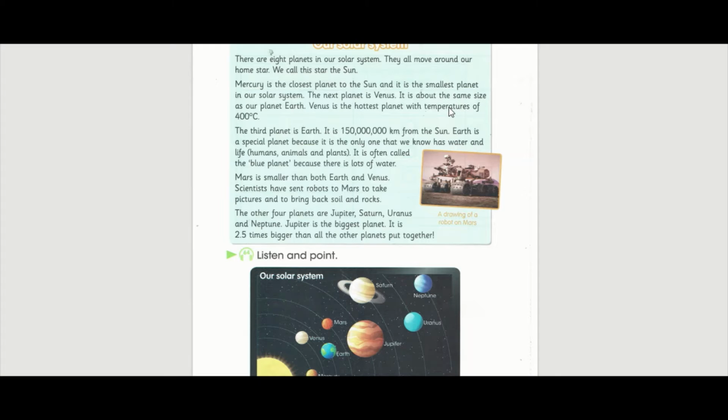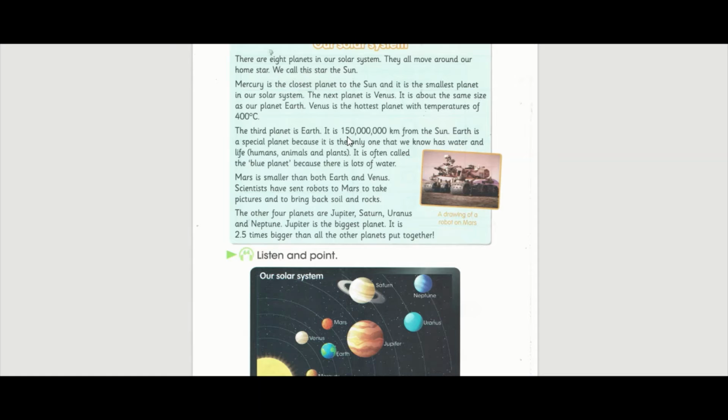Venus is the hottest planet with a temperature of 500 degrees. Okay? يعني أحر كوكب في المجموعة الشمسية بأكملها. تصل درجة حرارته إلى 400 درجة. يعني إحنا بالعراق 50 درجة والحر لا يطاق. فكيف إذا 400 درجة؟ So, the third planet is Earth. الكوكب الآخر أو الثالث هو الأرض.